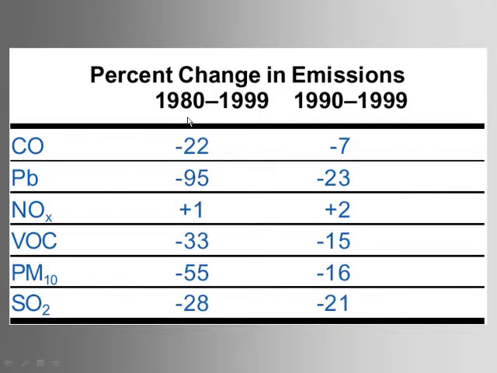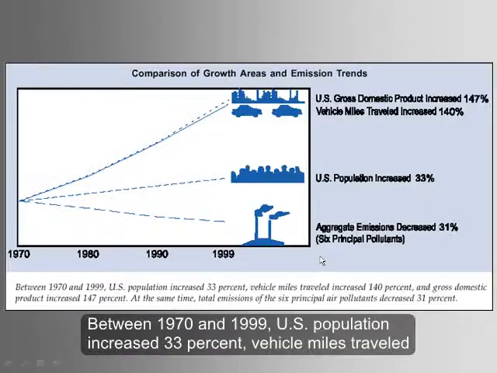So the way to read this, between 1980 and 1999, carbon monoxide dropped 22 points, 22%. In 1990 to 1999, it dropped a further 7%. Nitrogen oxide was going up 1. These are dropping significantly. Significant drop. So we're seeing good drops for all of these pollutants.